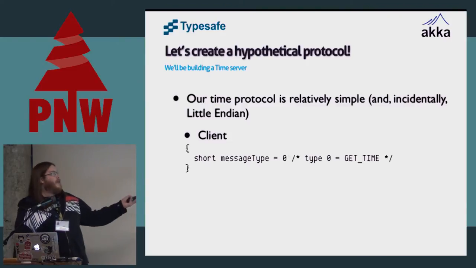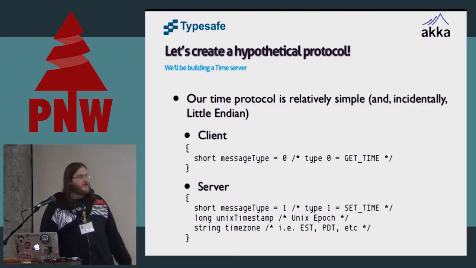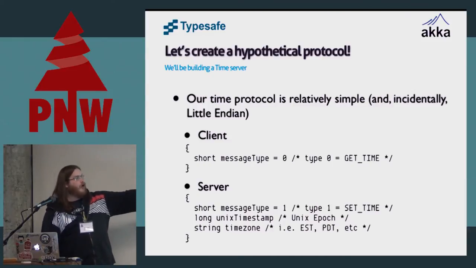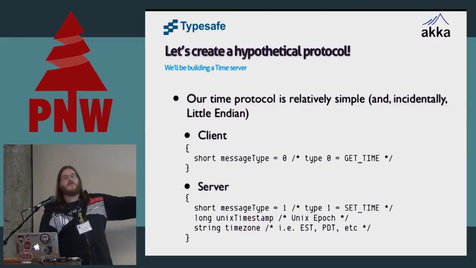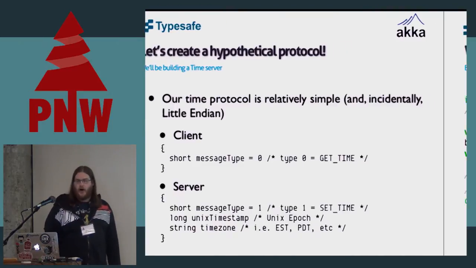So we have a client, and it has a very simple thing. The client message is just a message type as a short zero, which is the indicator in our protocol for get time. And then our server is going to have message type one, which is set time. And this includes a long, which is a Unix timestamp, and a string for the time zone. We're going to encode and decode these very quickly off the network wire.